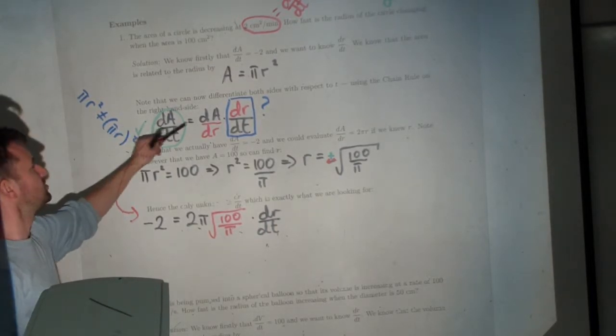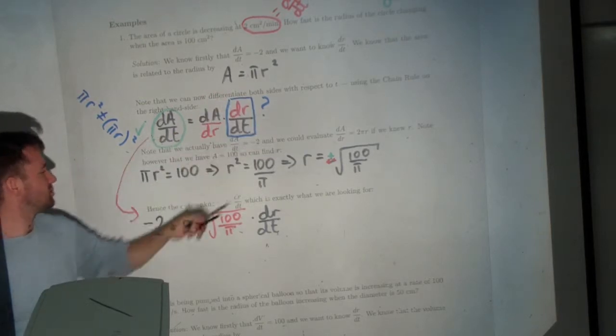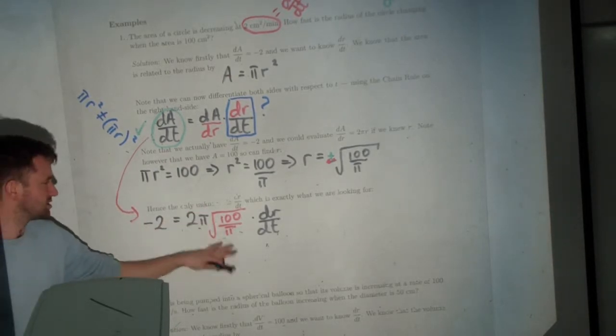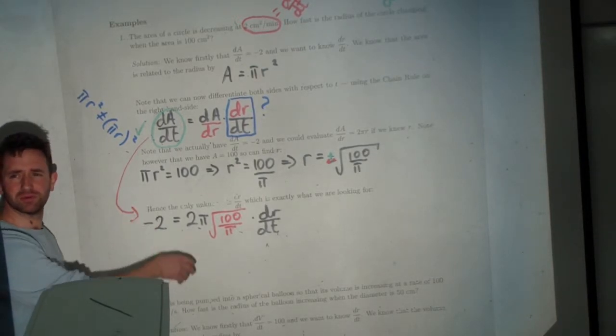There's our minus 2. dA/dr is 2 pi r, so that's 2 pi r times dr/dt. And now it's a little algebra problem to solve. I like using exact numbers, but maybe I'll try not to be too ridiculous. I could write this in terms of root pi's, but I'm going to go for decimals. I won't put them in now.